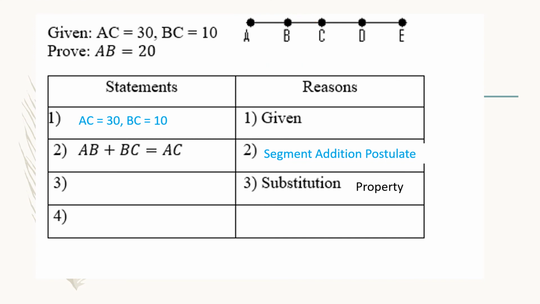Then, because they give me an AC and a BC, I can plug in those numbers. And I get AB plus 10, which is the BC, equals AC, which is 30, and that is the substitution property. Then all I need to do is solve for what AB is. So I need to subtract 10 from both sides and that is the subtraction property to get AB equals 20.